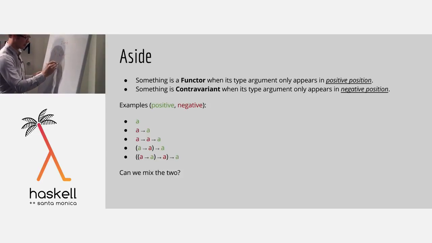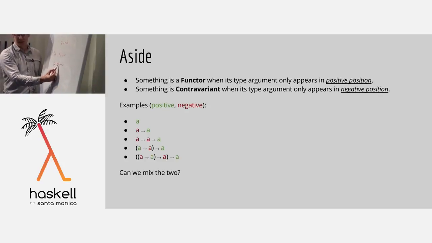So we had A to B to C. If I parenthesize like this, this is still positive because it's on the right-hand side still. But this has changed, right? In this case, B is negative because it appears on the left-hand side of one function arrow, which is this one. Every time you go into a function arrow on the left, you flip the polarity, okay? This one is positive. Because I went inside two function arrows on the left, I flipped twice and now I'm positive again. So A is positive, right? So the rule is I can make a functor when the type argument only appears in positive position.